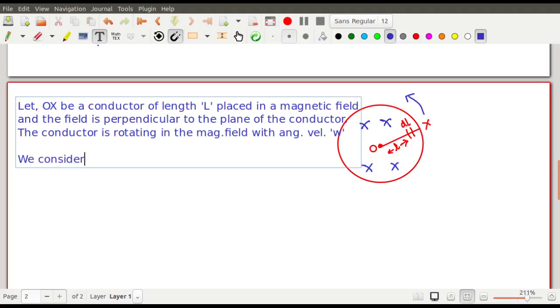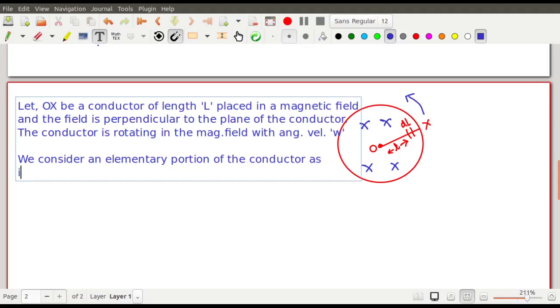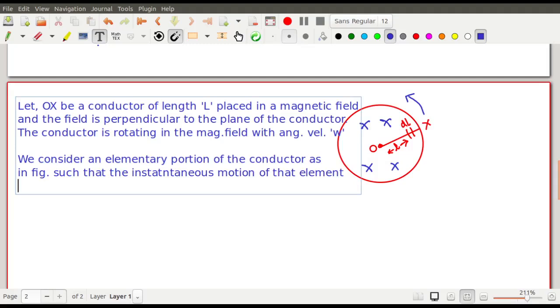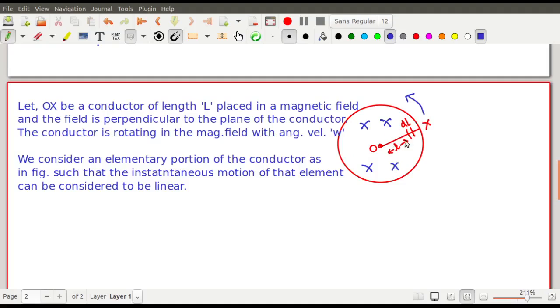We consider an elementary portion of the conductor as in figure, such that the instantaneous motion of that element can be considered to be linear. Actually, in this problem there is no linear motion. If you look at the overall problem, you see that there is no linear motion, but there is a rotational motion.